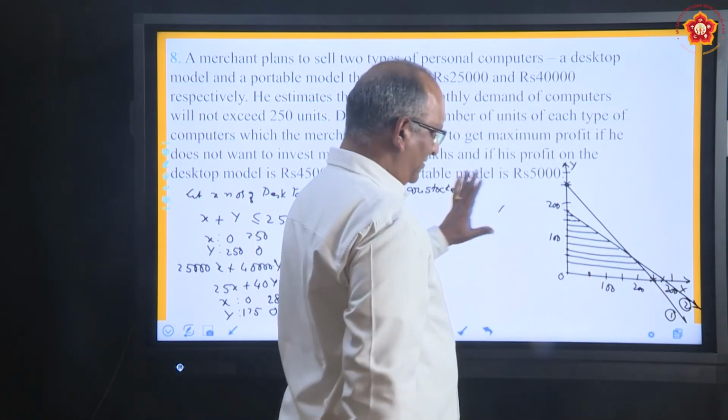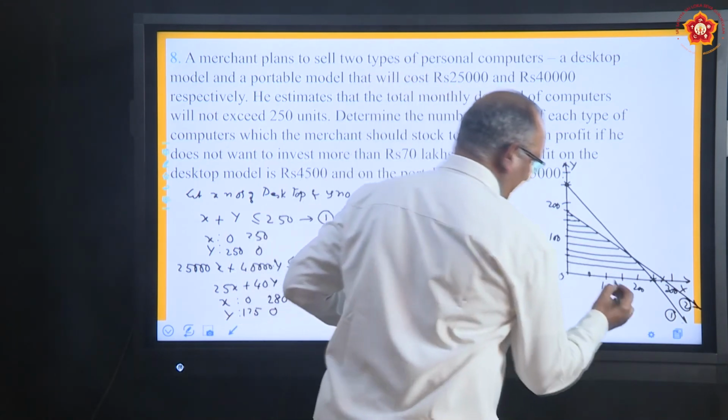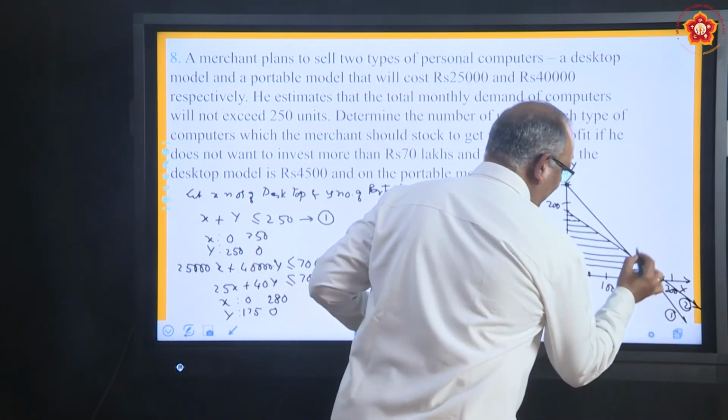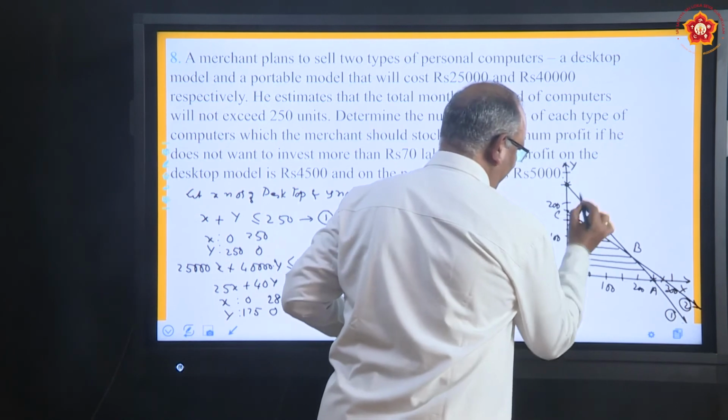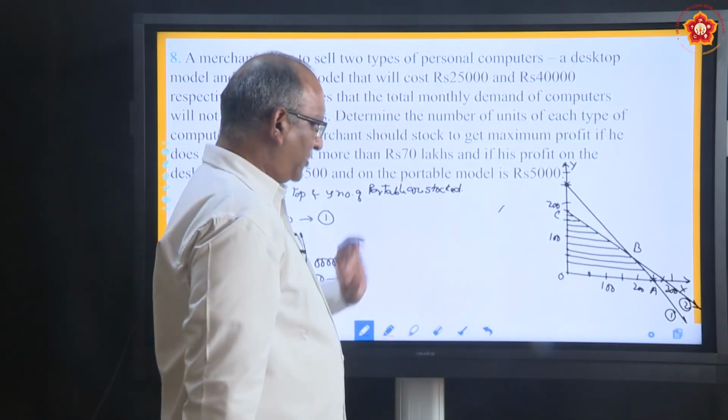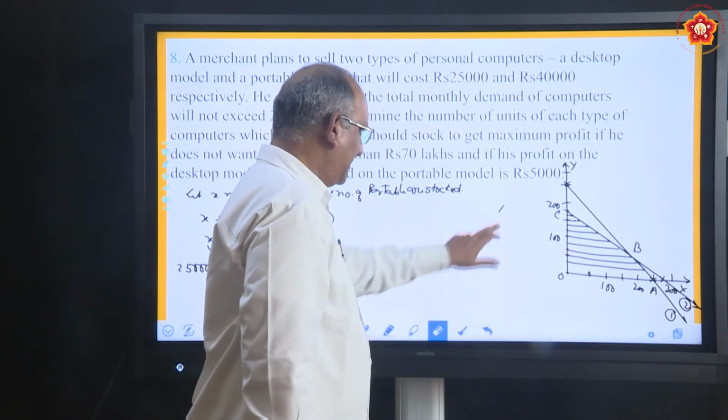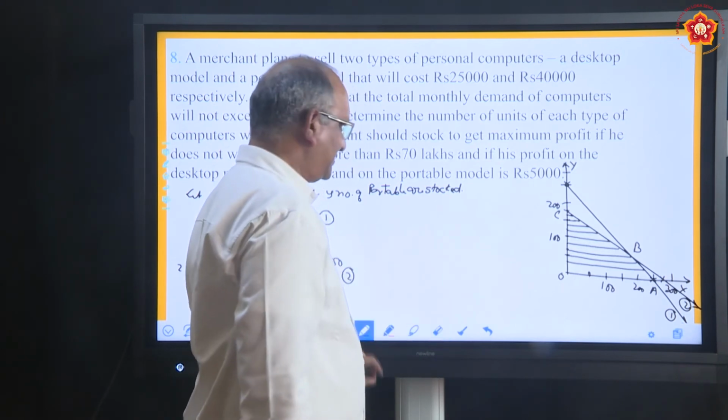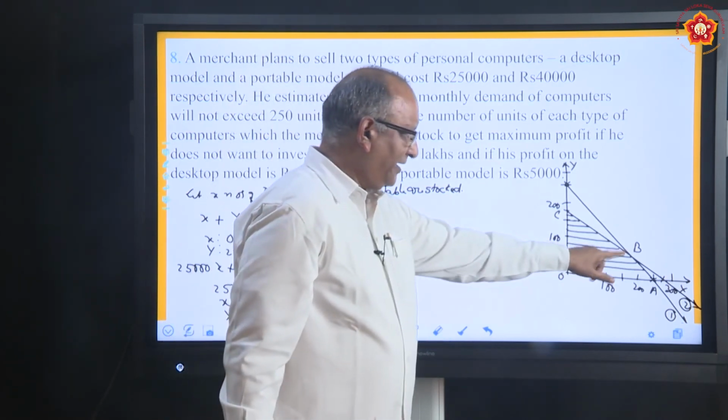This is the area which we want to calculate. This is anyway O, this is A, this is B, this is C. We need to know the coordinates of all points, that is a must, because they are the corner points. So how to find coordinates of B?